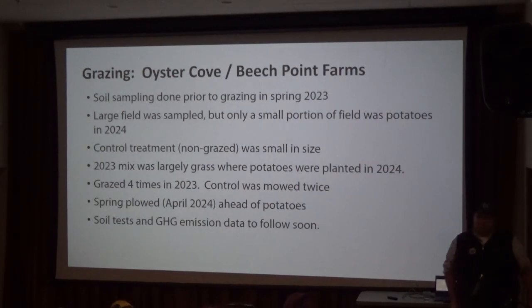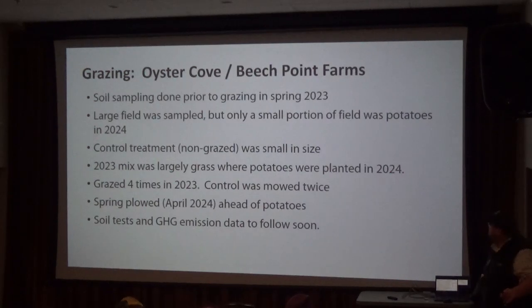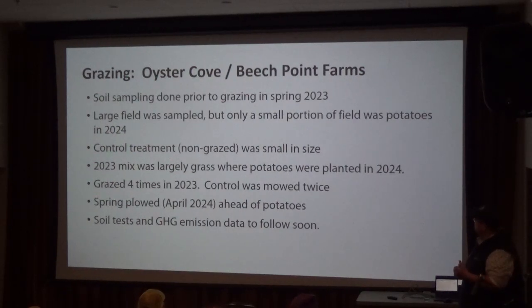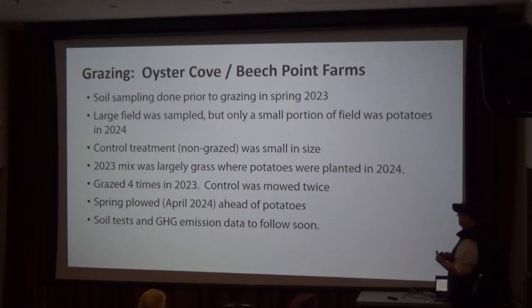And then Oyster Cove, Ramsey's with Ian Lockerbie. Again, we did pre-sampling prior to grazing. It was a fairly large field that we background sampled, but only a part of it was in potatoes in 2024, and that part did have a control in it that was non-grazed. It was mostly a grass mix, not too much in the way of legumes. It was grazed 4 times in the grazing part.